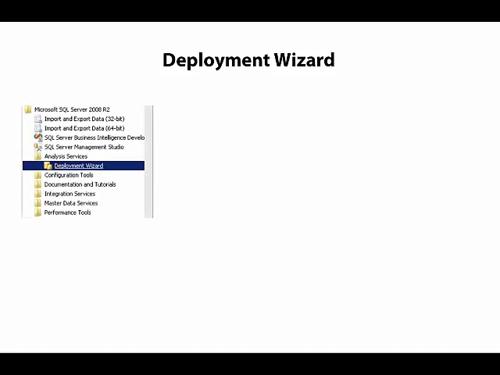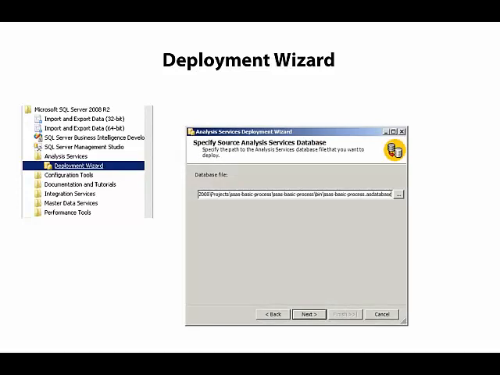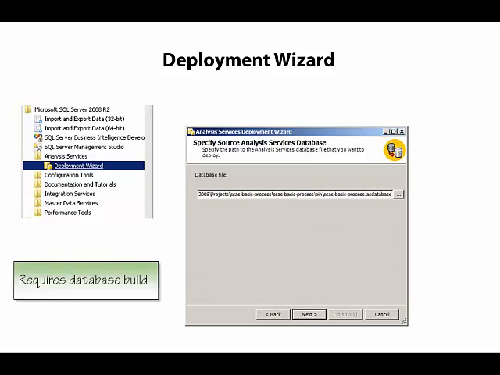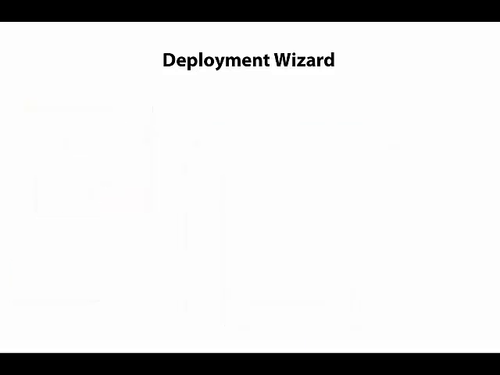In the Microsoft SQL Server 2008 R2 program group, we have an Analysis Services folder that contains a single item, the Deployment Wizard. When this wizard is launched, we're prompted for the location of the AS database file. That means we've had to do the database build from BIDS to get that file generated. Then we're led through a series of pages where we can provide information about our deployment.